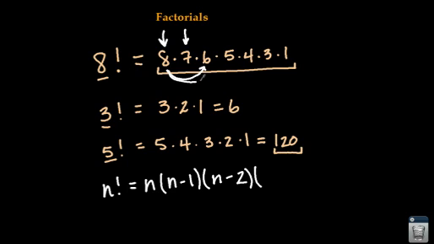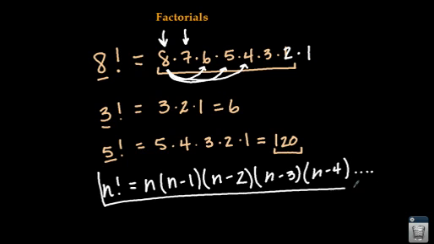Then from 8 to 5, that's n minus 3. From 8 to 4, that's n minus 4. And this goes on until you reach the number 1. Look, I dropped number 2 here. That was very bad of me. All right, so this is the technical definition of a factorial where n is your starting number.